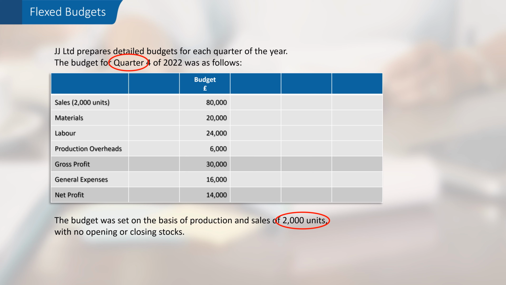Following the end of this quarter, we received the following actual results. And on the face of it, it looks to have been a successful quarter. Sales were higher, and so too was the net profit, compared to the forecasts in the budget. And we can use these actual figures to produce some variances.